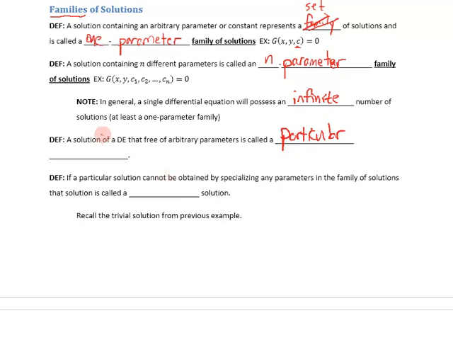Now, if a particular solution cannot be obtained by specializing any of the parameters in the family of solutions, then it's called a singular solution. For example, the trivial case is often a singular solution.